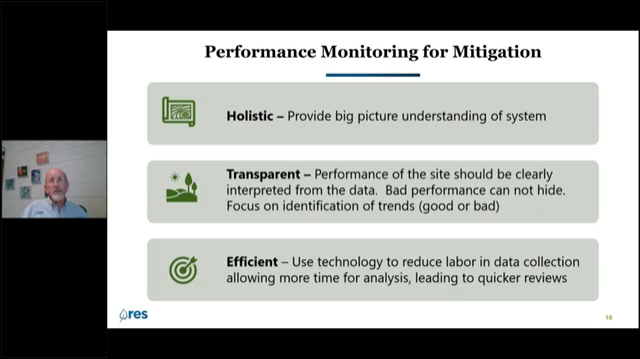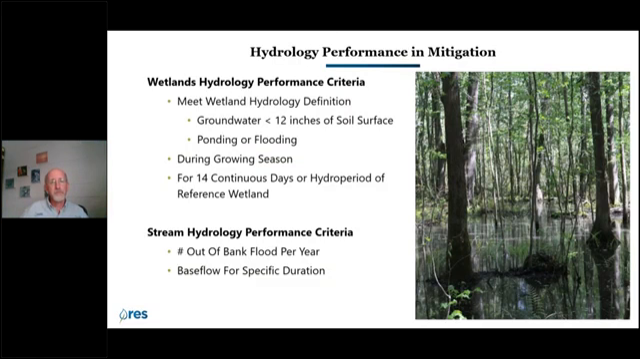Inefficient sampling methods or monitoring methods don't provide good outcomes for anybody involved, whether it's the banker or the regulator. And so using technologies like this will help us reduce the labor involved in collecting the data, and that gives us more time to actually analyze the data. Look for better ways of presenting the data in a coherent, holistic, transparent way, and that should lead to quicker reviews by regulatory agencies. So those are some touchstones to think about.